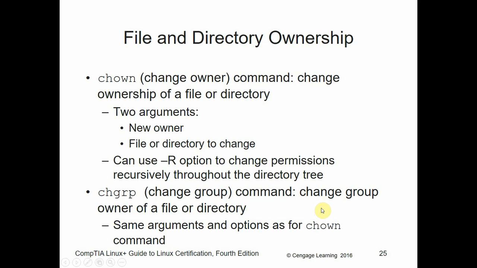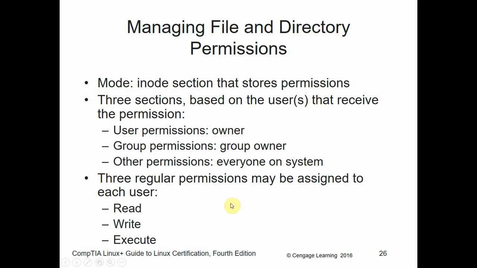chown, which is change owner, changes ownership of a file or a directory. It takes two arguments: the new owner and the file or directory to change. You can use the -R option to change ownership throughout the directory tree. The chgrp, change group command, changes the group owner of a file or a directory. Mode in the inode section stores permission.